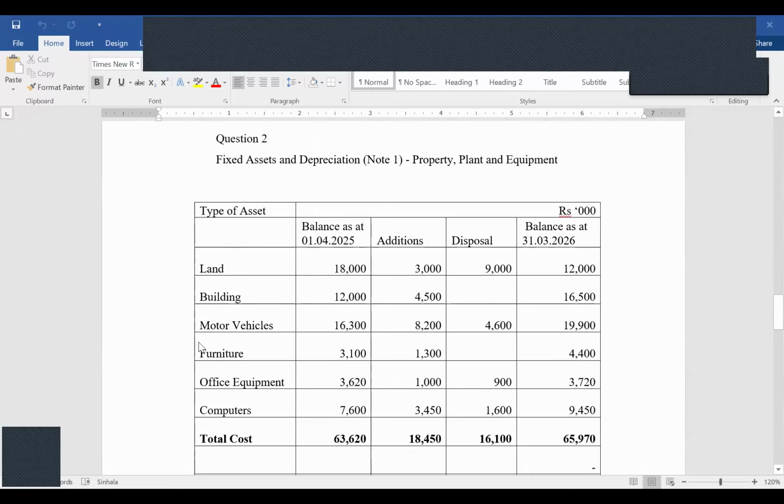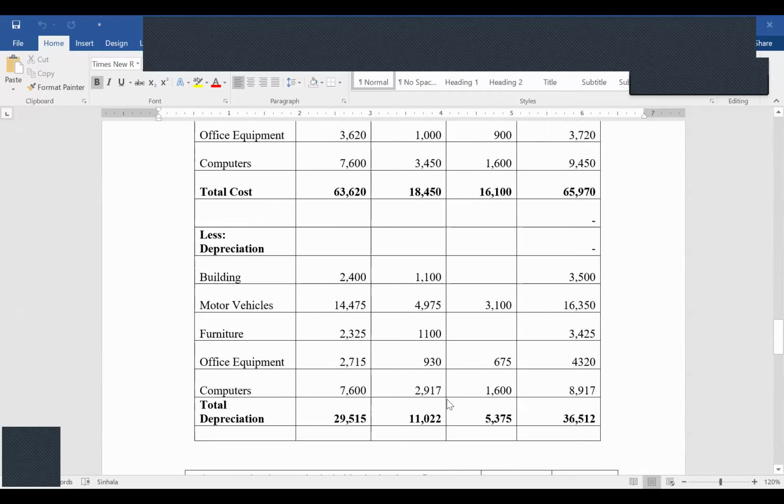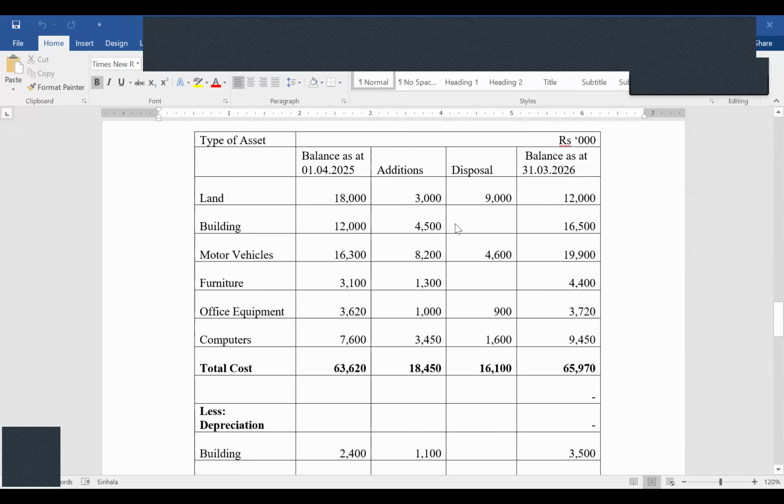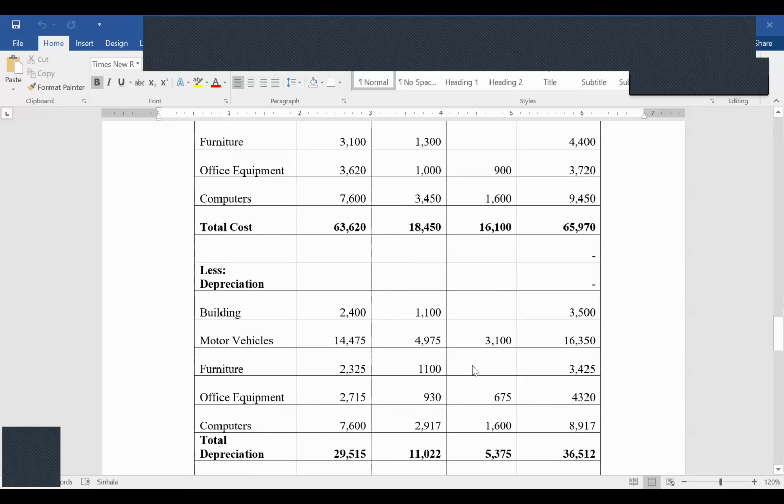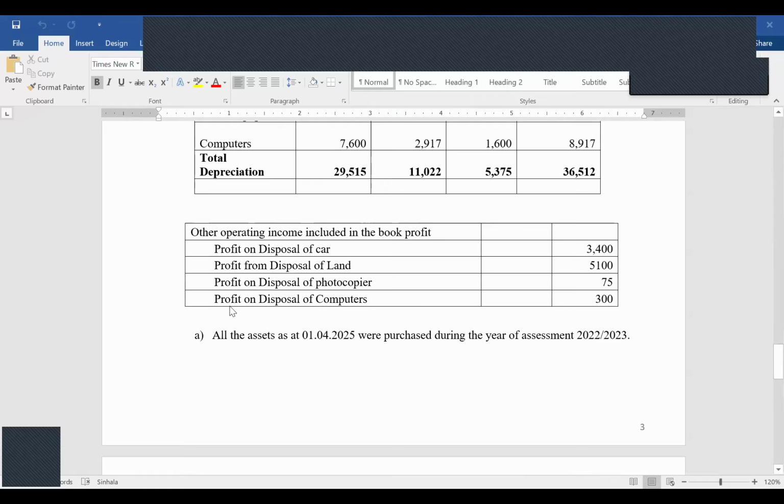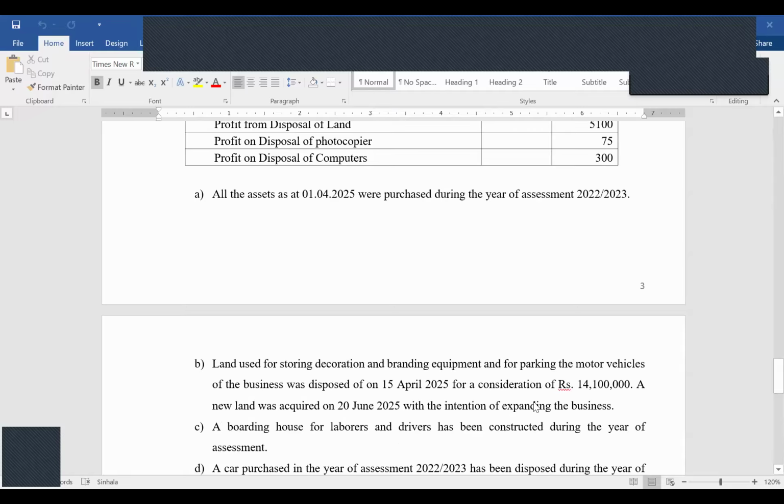Again you will have this kind of table. The cost part is here and the book depreciation part is also here. You have been given additions during the period and disposed value during the period. Then depreciation for the year of assessment, book depreciation, and the book depreciation of the disposed amounts. Then you have been given profit from each disposal. All are profits, no losses. So using these values, in general you may not have been given the sale proceeds. That means using these values, first of all you have to calculate sale proceeds. After that you have to calculate gain or loss.